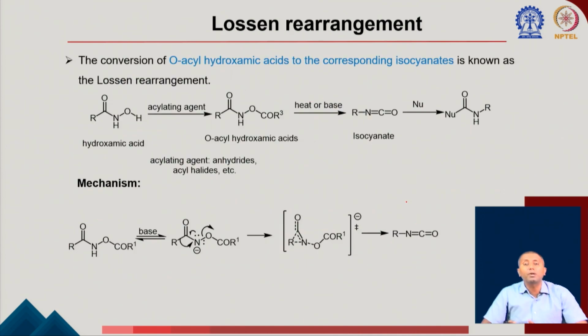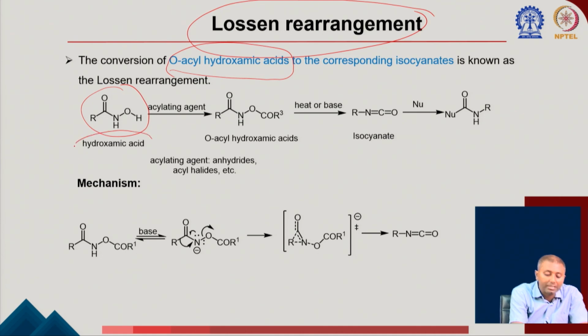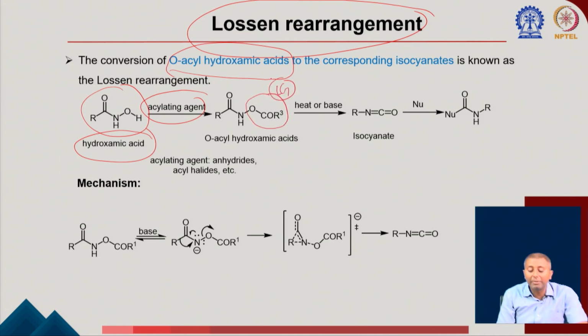Okay, so previously I talked about the Curtius rearrangement and the Schmidt reaction. Now I am going to talk about the Lossen rearrangement. Okay. So now what is going to happen? This is a conversion of O-acyl hydroxamic acid. You are starting from the hydroxamic acid. You use an acylating agent to make this part a leaving group. This can be denoted as a leaving group.